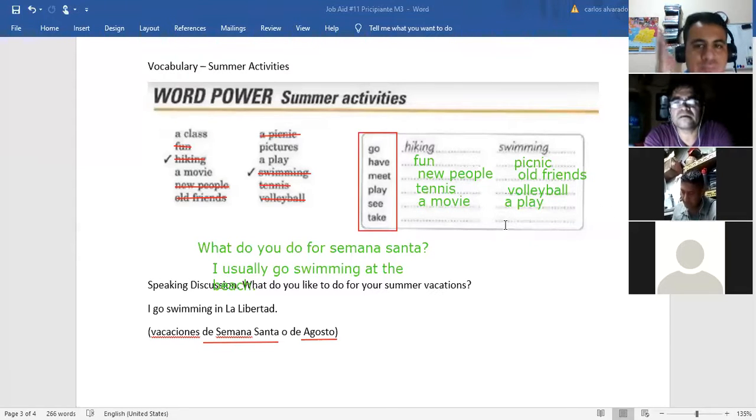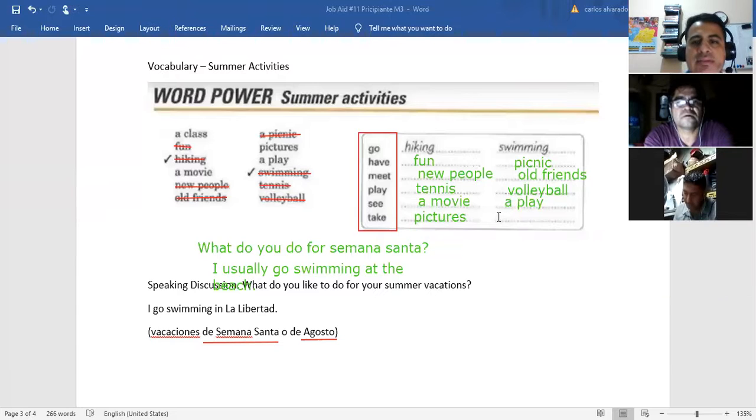Pictures. No. See a picture, no. Take a picture. Take pictures. Oh, pictures, plural. Take pictures. Tomar fotos, right? This is activities that I do. And take a class. A class. Okay. Very good. So we're going to use this vocabulary, right?